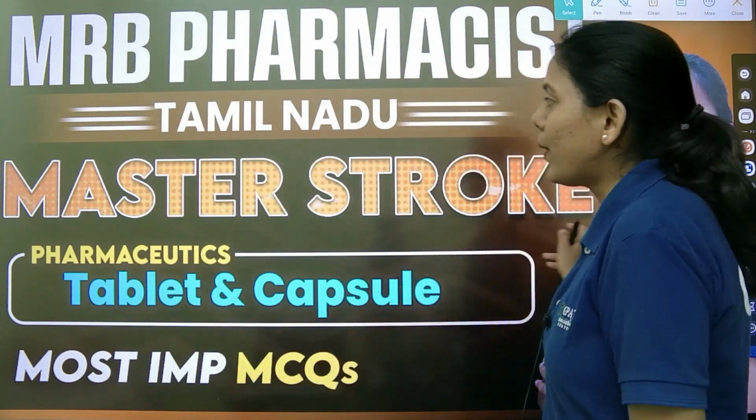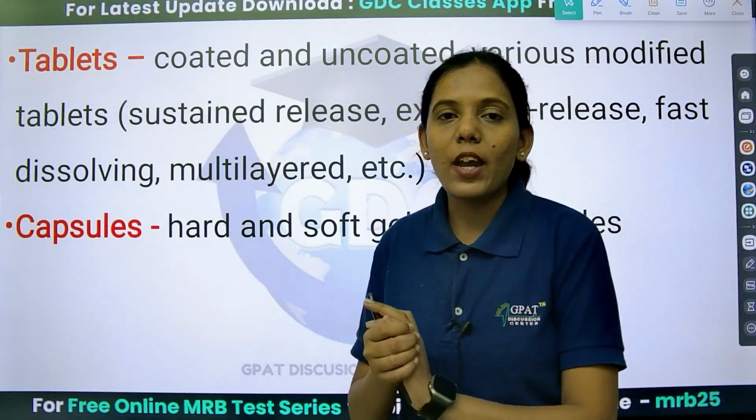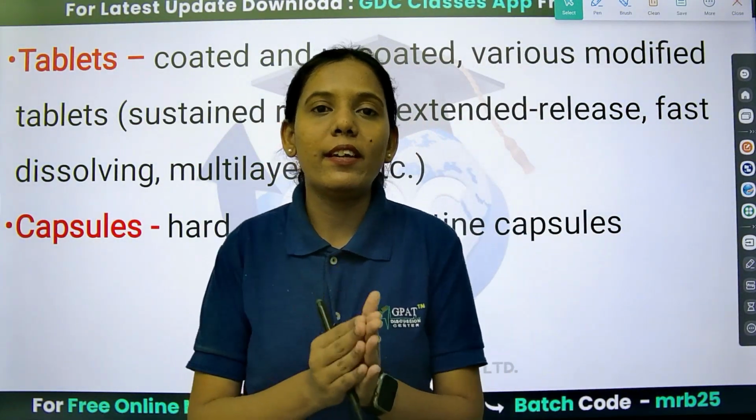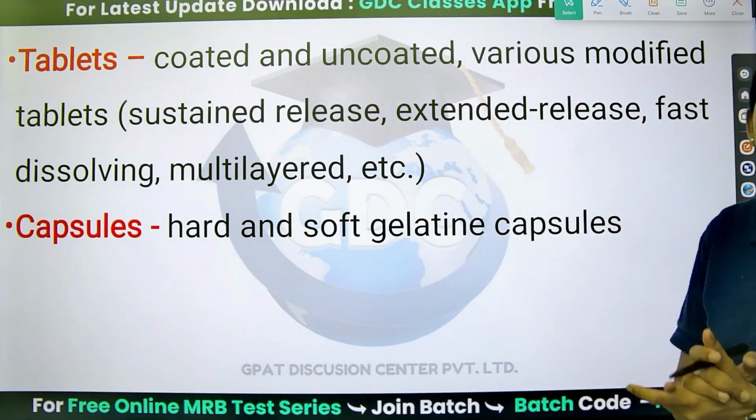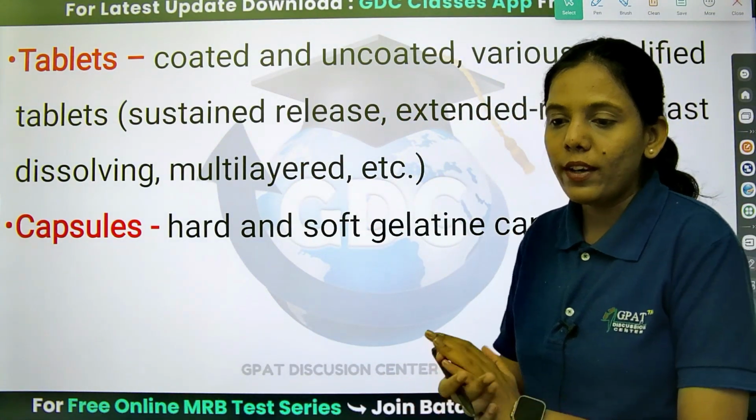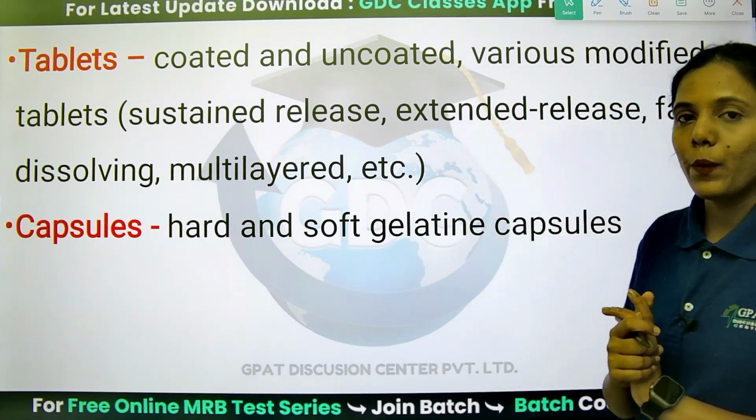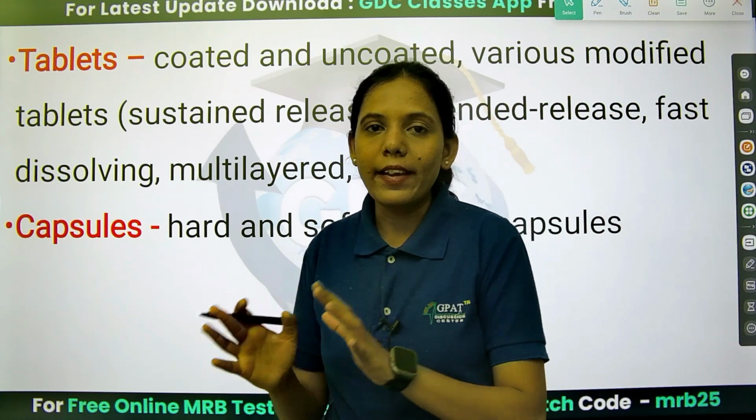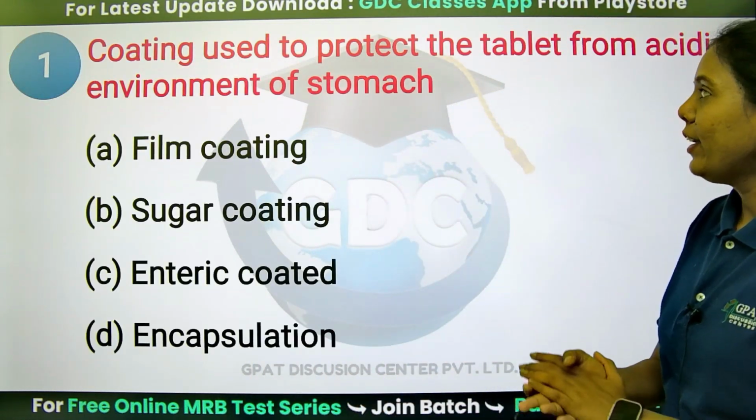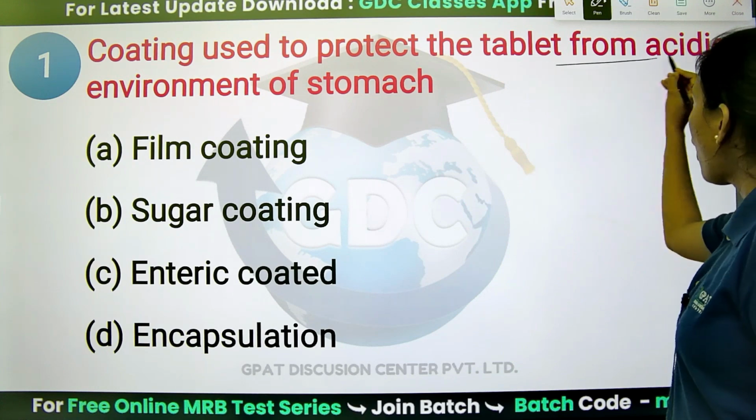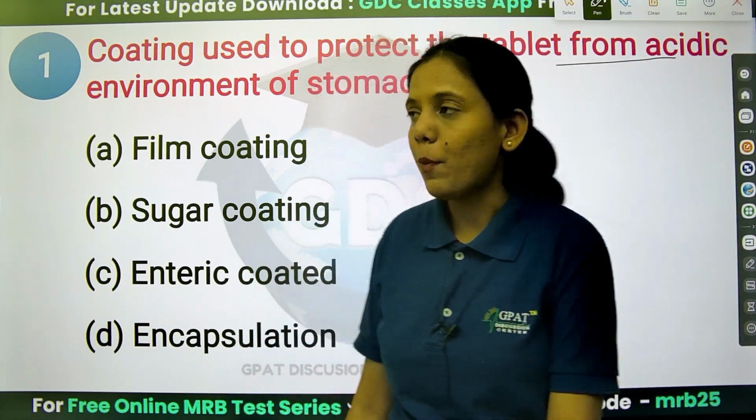The very first question, before that what we are going to see is tablets. Under tablets, we are going to see the questions which will be related to coated and uncoated tablets, then various modified tablets. We have controlled release, we have sustained release tablets, okay? And in the capsule, we are going to see the questions which are related to hard and soft gelatin capsule, okay? So the very first question is, coating used to protect the tablet from acidic environment of the stomach. It is known as what type of tablet?